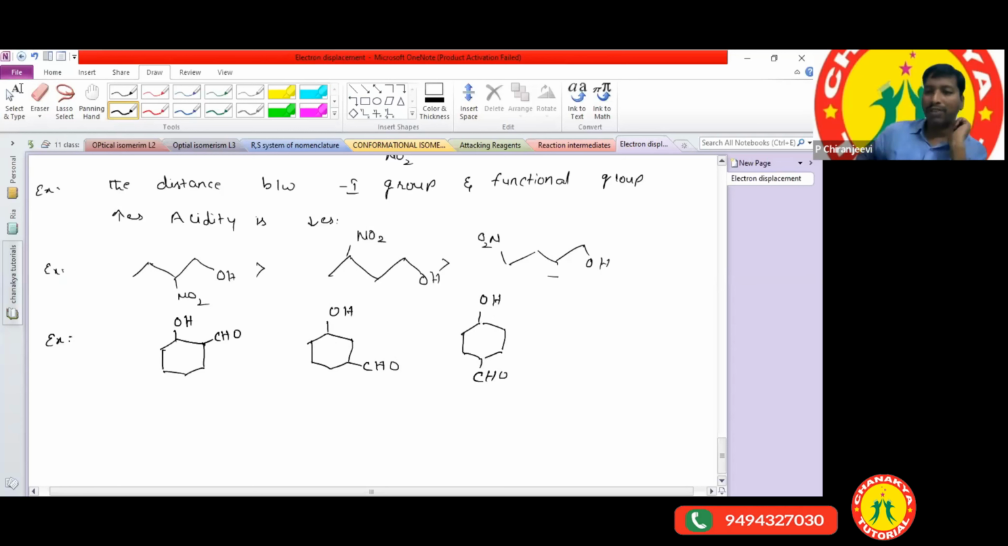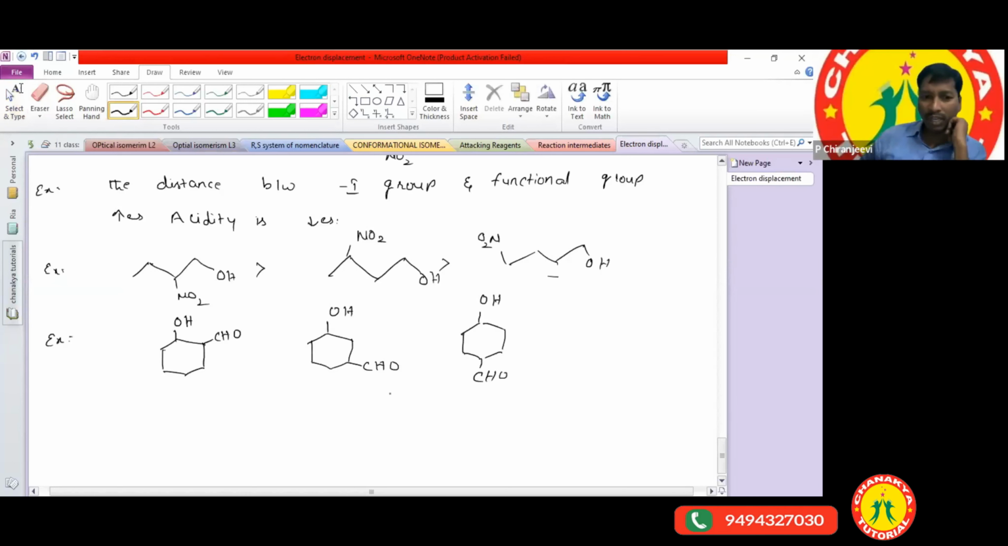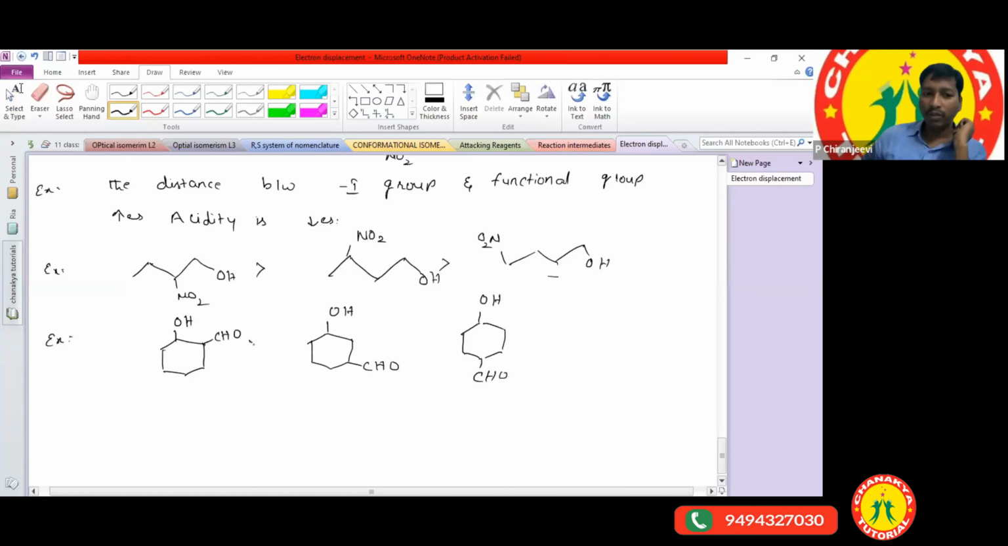Which one is more acidic in this one? The first one is more acidic. Why is the first one more acidic, and why not the second and third? Because it has the least distance. Very good. Because the substituent is the electron withdrawing group, if you see the first, second and third structures, the distance between the functional group and the electron withdrawing group increases. Due to that reason only, the last one becomes a weak acid.